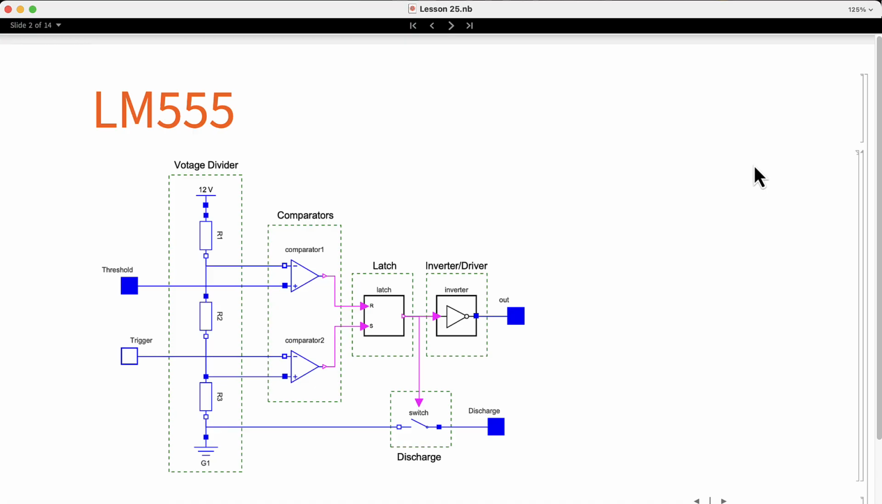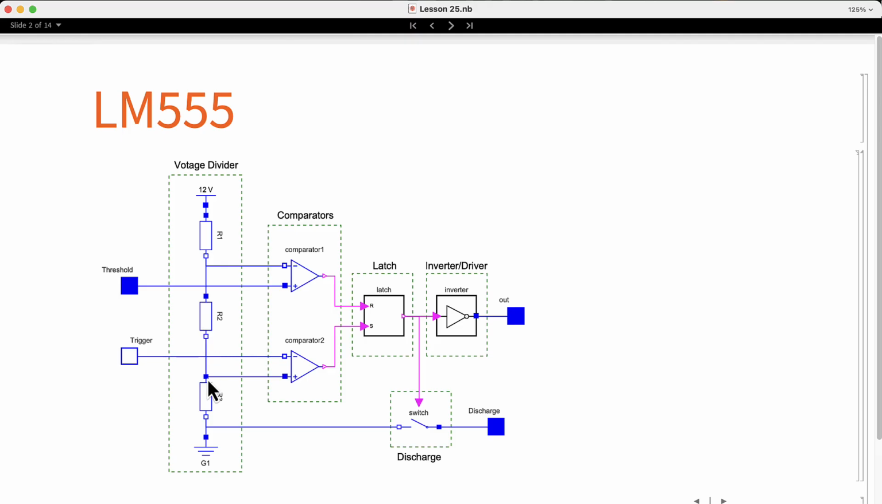This is probably the most famous integrated circuit and it has many applications. The 555 consists of multiple subcircuits that, when combined, result in a versatile integrated circuit. In the diagram, you can see a functional model of the 555 that shows the different subcircuits. On the left, we have the voltage divider.